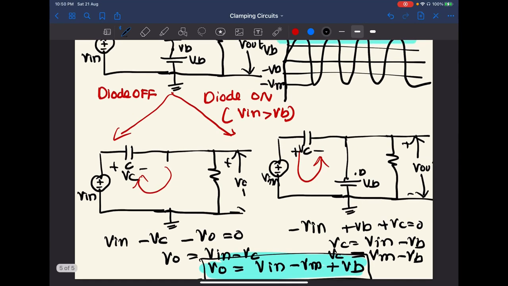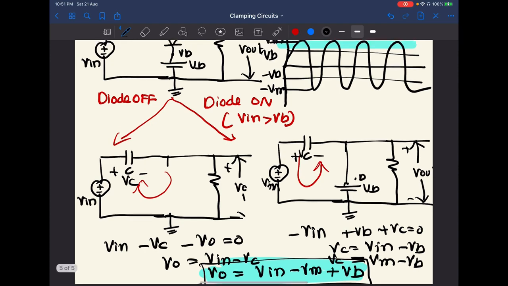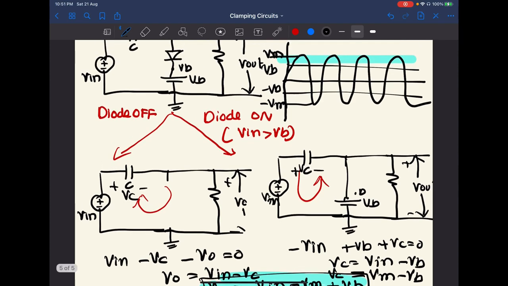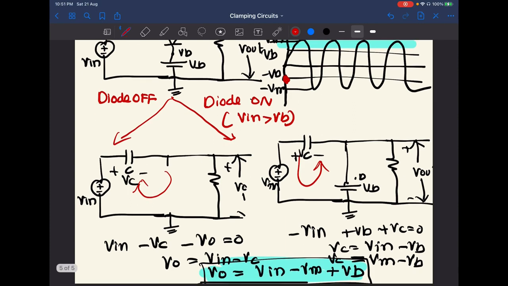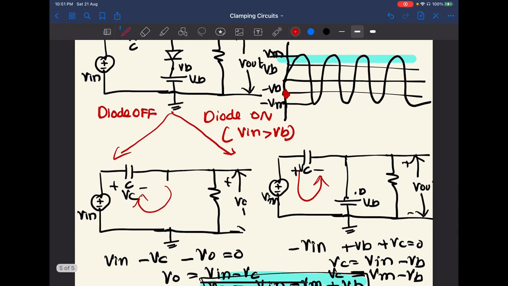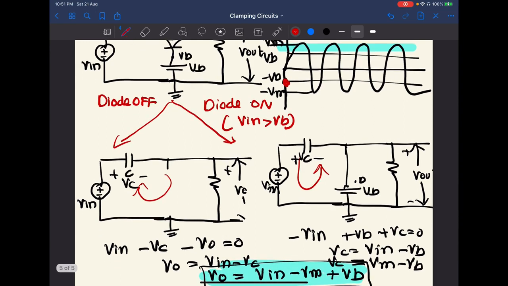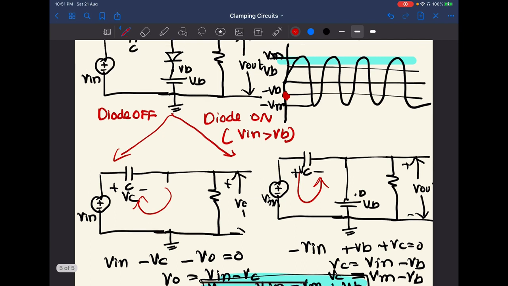So when the input is 0, the output is minus Vm plus Vb. Minus Vm plus Vb will be somewhat here. It is somewhat, it will be here. So it will be the starting point, just here. Minus Vm plus Vb. Then if the V in is Vm, then the output is Vb.